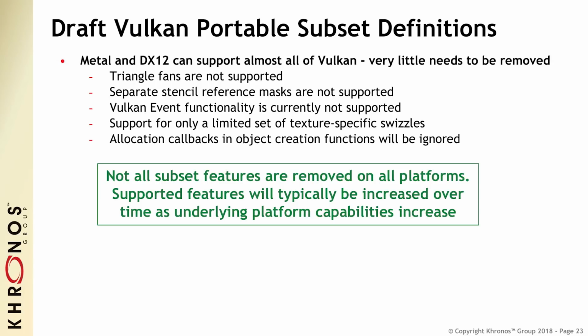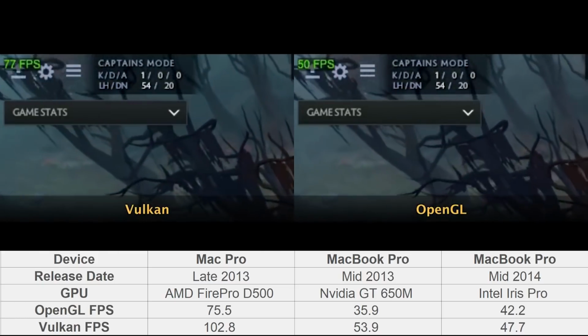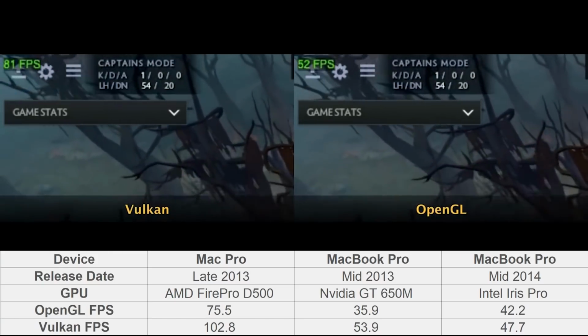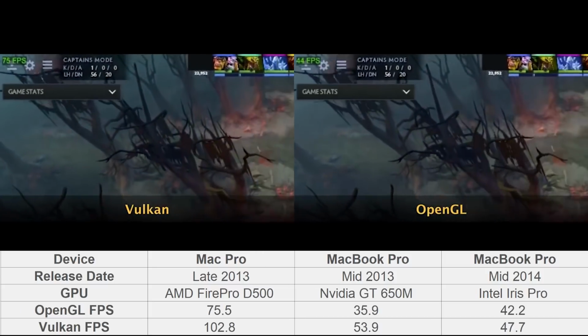And as you mentioned, Valve have actually used MoltenVK and the Mac version of the SDK to run the real live production version of Dota 2 on Mac, and they're now getting typically up to 50% more performance than running the same application using the OpenGL backend.